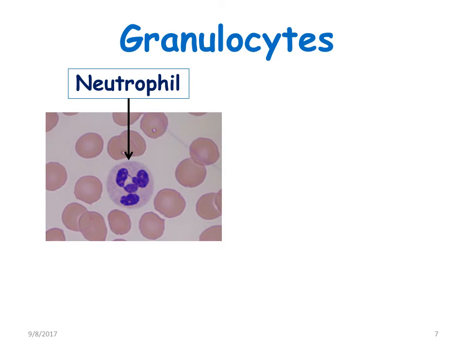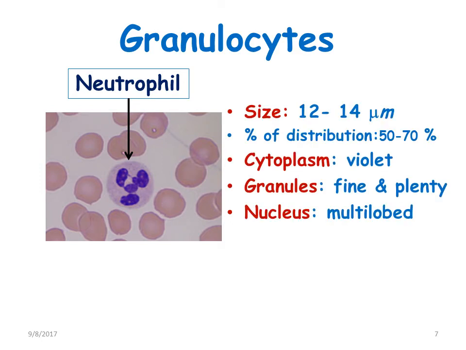So now let us look at each of these cells individually. If you look at the granulocytes, the first one we'll talk about is the neutrophils. Neutrophils are around 12 to 14 micrometers in diameter. Percentage distribution is around 50 to 70%. The cytoplasm is violet in color. The granules are fine and plenty, and the nucleus is multilobed.